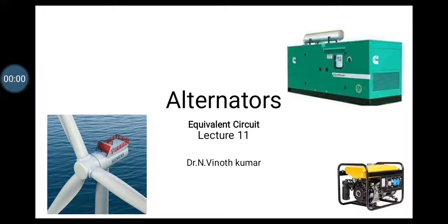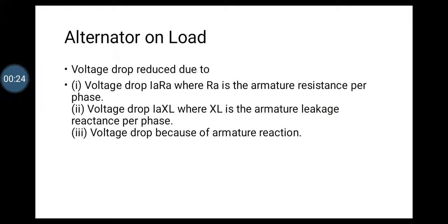In this video, we are going to see about the equivalent circuit. When the alternator is under no load, there is no flow of current in the armature conductors. Only EMF is developed. But when an alternator is under load, the current is flowing through the armature conductors.